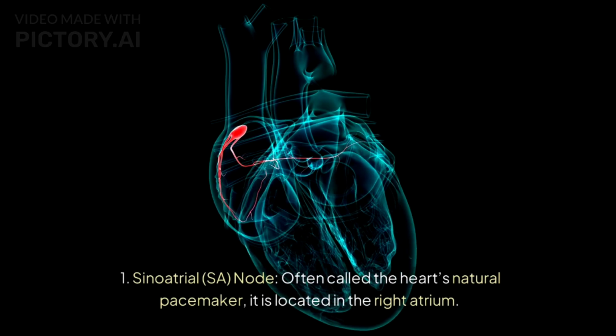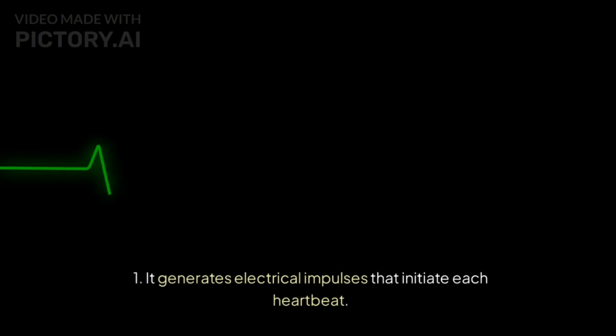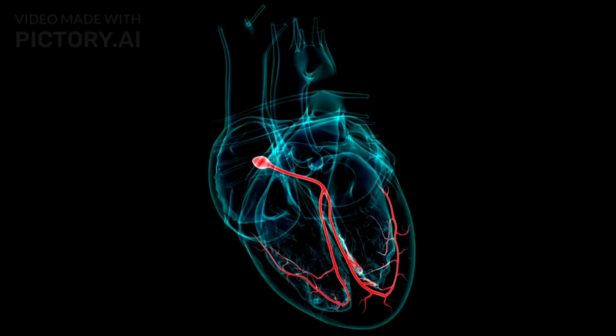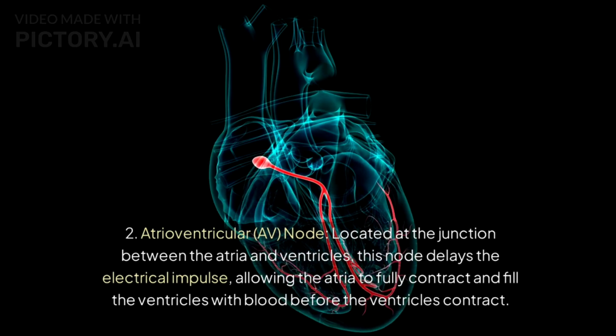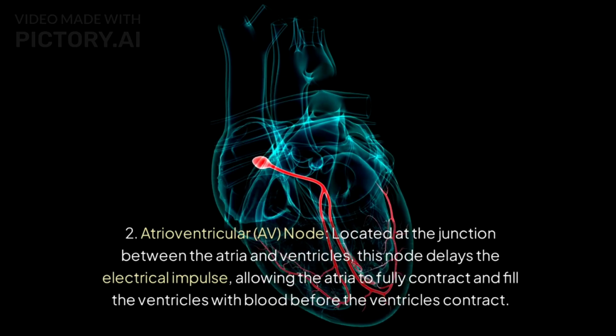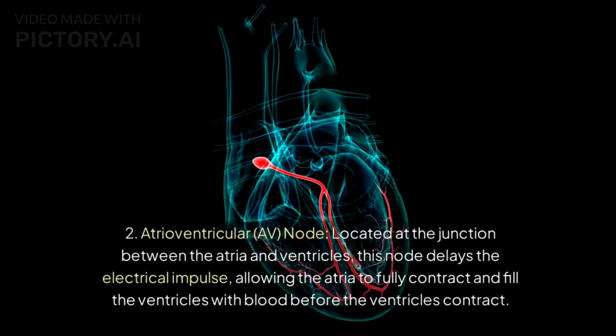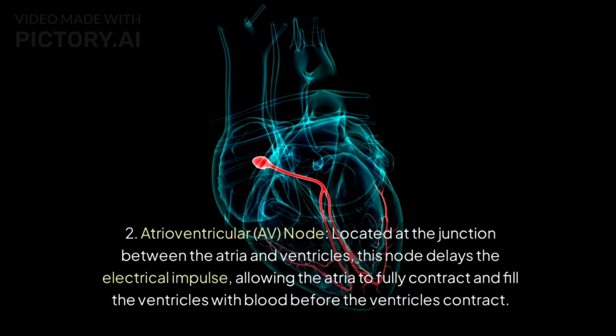Sinoatrial (SA) node. Often called the heart's natural pacemaker, it is located in the right atrium. 1. It generates electrical impulses that initiate each heartbeat. 2. Atrioventricular (AV) node. Located at the junction between the atria and ventricles, this node delays the electrical impulse, allowing the atria to fully contract and fill the ventricles with blood before the ventricles contract.